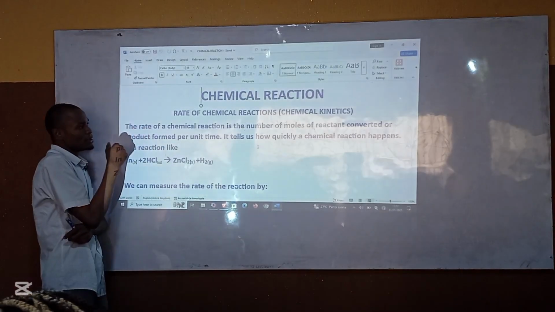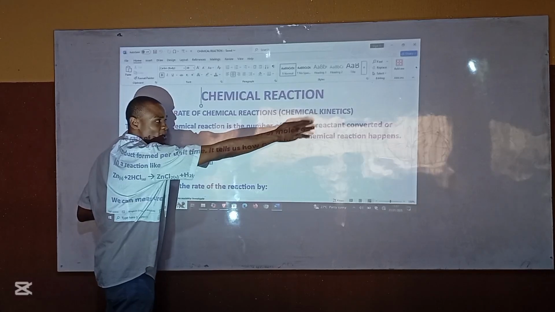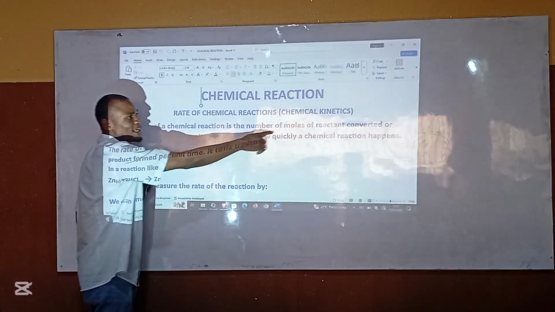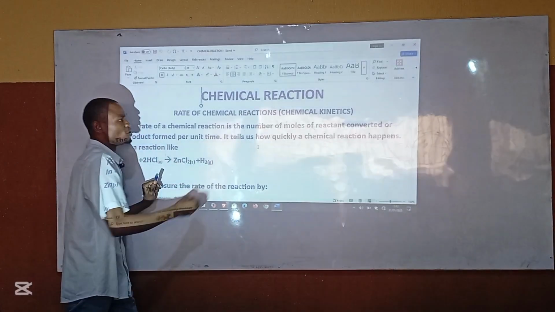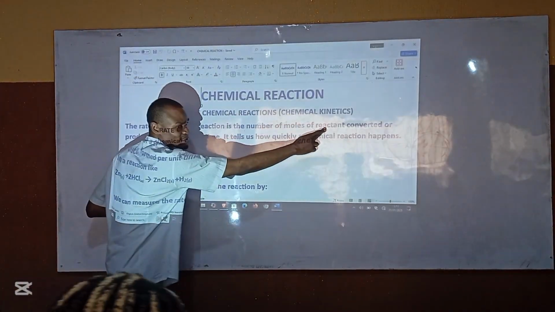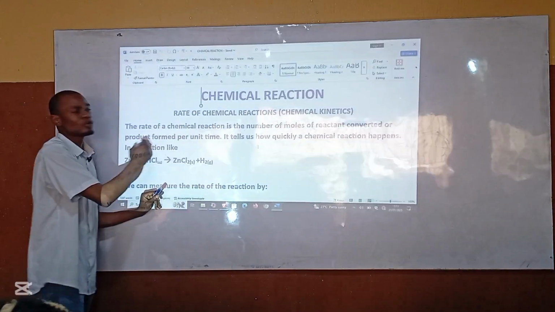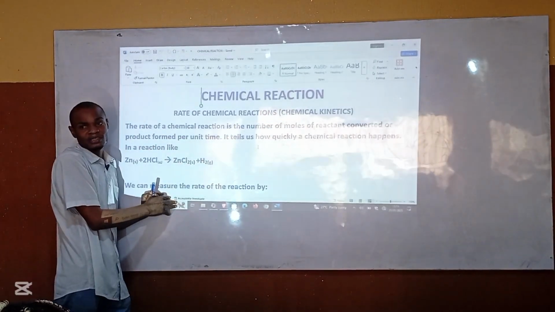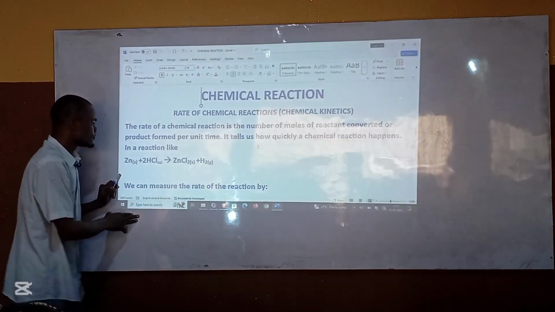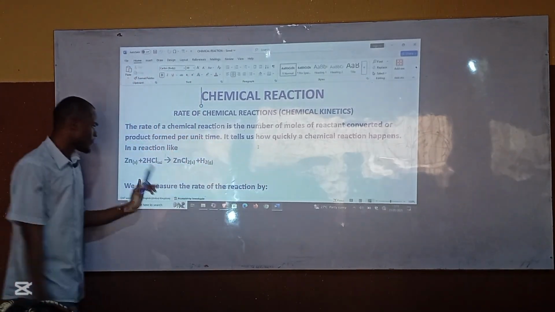So the number of moles of reactants, all those Maggi, salt, pepper, they are reactants. They are being converted. They have their particular amount, moles means amount. So it's the amount of reactant. So you can also say it's the amount of reactant converted or product formed per unit time. If you don't remember what they call moles, moles means amount.